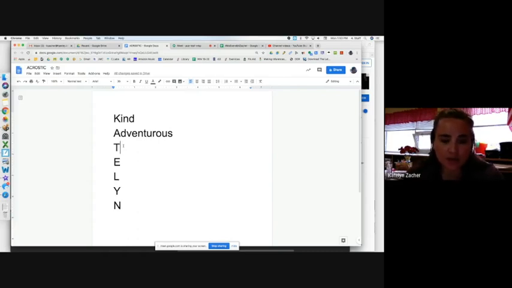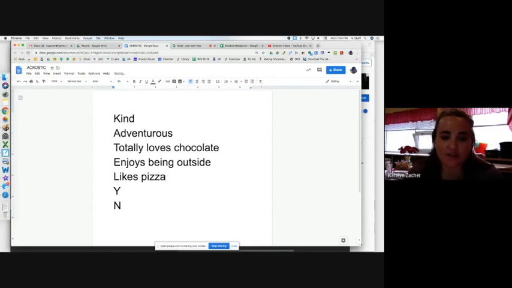T, how about totally loves chocolate? So there I did 3 words. So you can always do one, you can always do a phrase. E, I'm gonna say enjoys being outside. So I like that one, another little phrase. L, maybe I'll do 2 words, likes pizza. So I could talk about my favorite food. Y, yells loudly. No, I've never yelled loudly, have I? Sometimes if you're not listening, right? But I haven't had to yell loudly lately. There's nobody in my room. And then N, let's just do 1 word again. Nice.